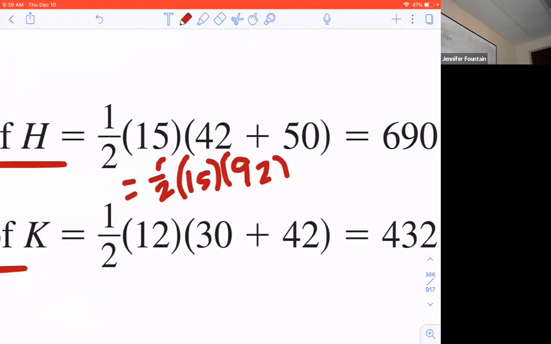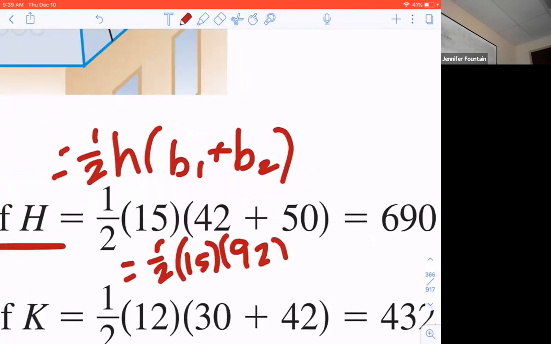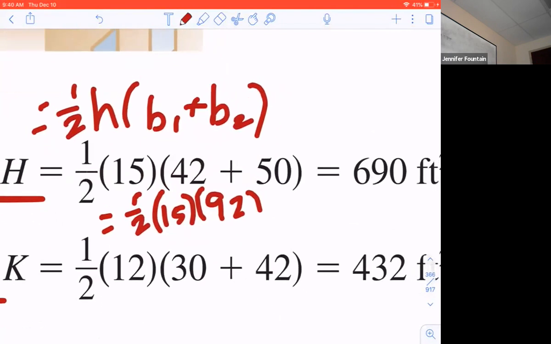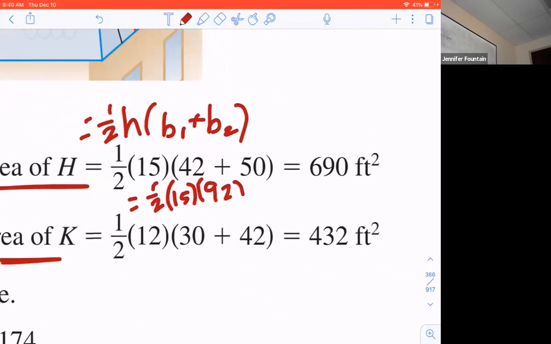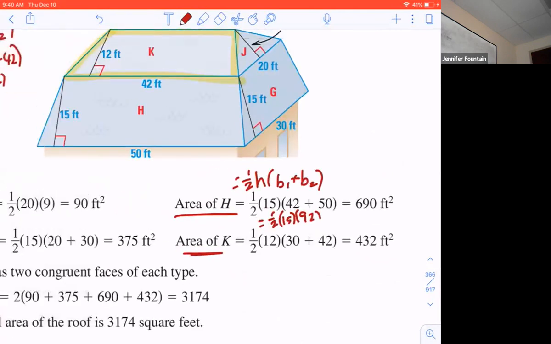Remember, you can use a calculator. My recommendation is that you write your blank formula before you get started. You know that it's 1/2 H times (B1 plus B2). Plug in the values that you know. So we find that the area of H is 690 feet squared. You have two bases, and it doesn't matter if you switch them. The commutative property tells me that the order does not matter when I'm adding them together.